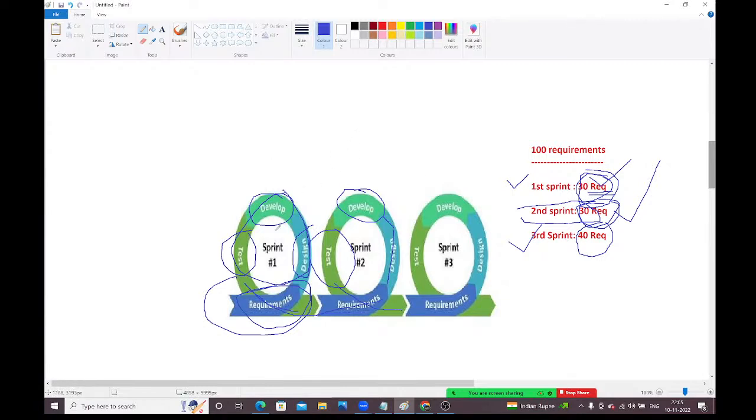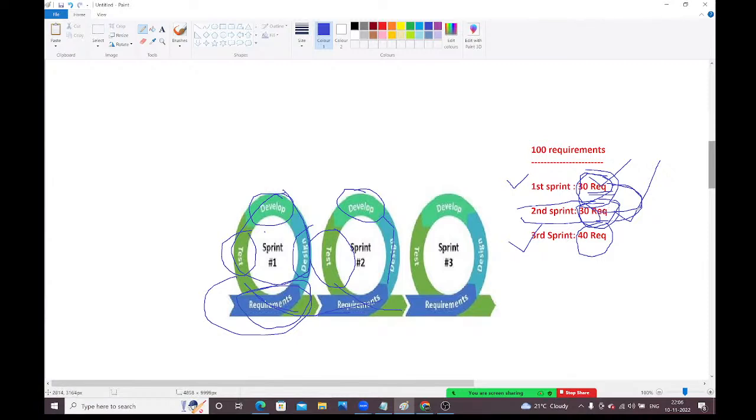Even sometimes what will happen in sprint 1, assume we are going to deliver 30 requirements in total. Some requirements may take more time. Some stories will take more time because there is some dependency on other teams. In that case, the sprint is only 2 weeks, and in those 2 weeks we can complete only 20 stories. Still 10 more remain, guys. No problem. Those 10 stories will go forward to the next sprint.